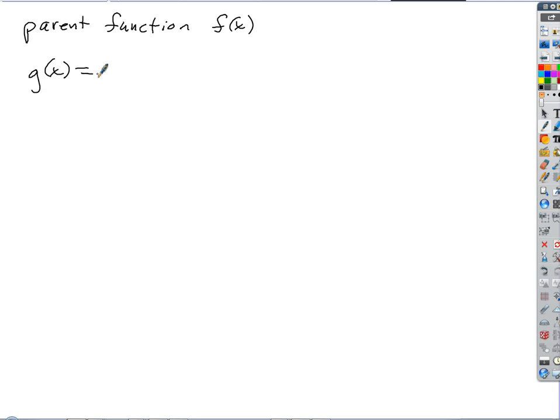Now, where do they go? Where does A go in the function? Okay, good. It goes out front. So A goes out here, and then times the function. Where does H go? Okay, in the parentheses, and it's subtracted from x. Very good. Okay, so we've got f of x minus h, right? Okay, and then we've got a plus k out there.